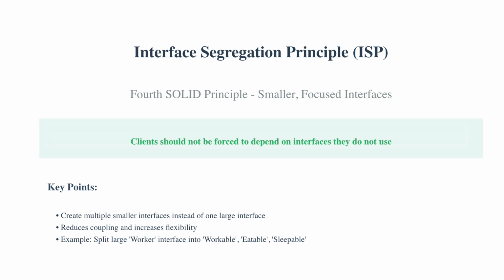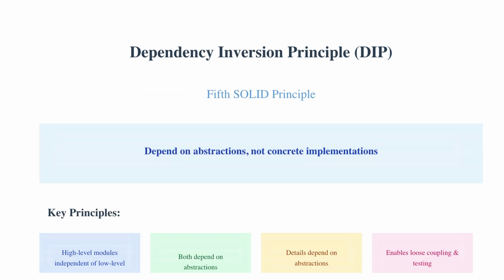Think of it like a TV remote. You don't want a single remote with buttons for every possible device when you only need to control your TV. Instead of creating one large interface with many methods, we create multiple smaller, focused interfaces. This approach reduces coupling between components and increases flexibility in our design.